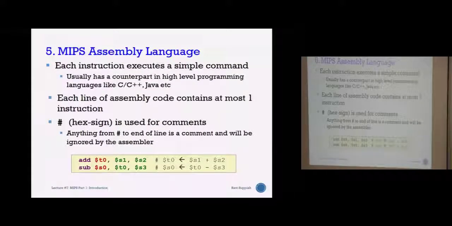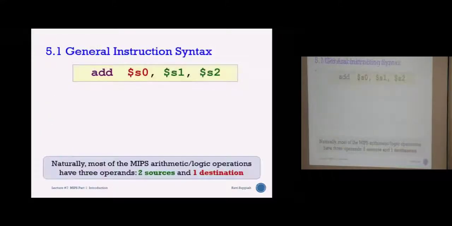Let's look at an assembly language code to better understand how we write it. So the first thing is, in your assembly language code, you can write comments by adding a hash sign. By adding a hash sign, anything that follows is a comment. Each line of assembly language code only contains one instruction. So one line is one instruction.